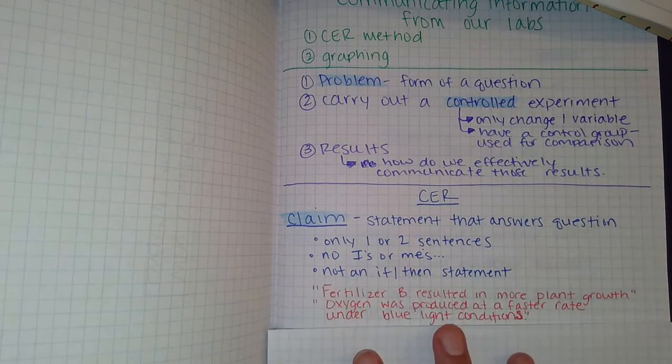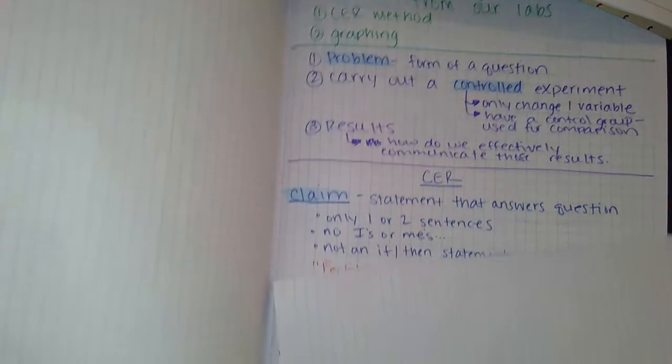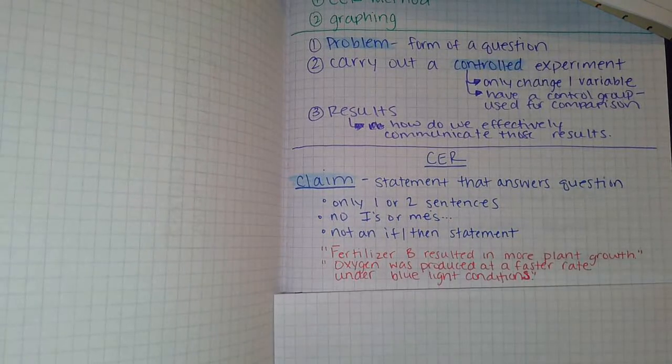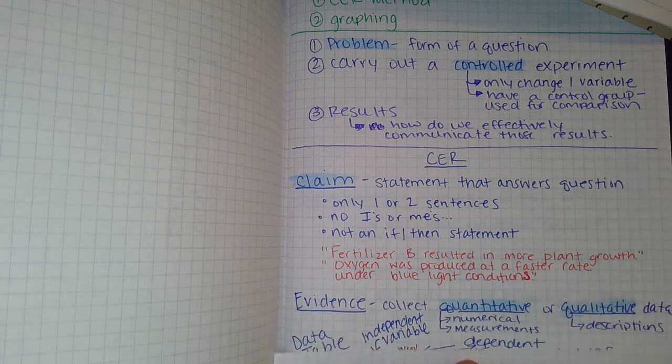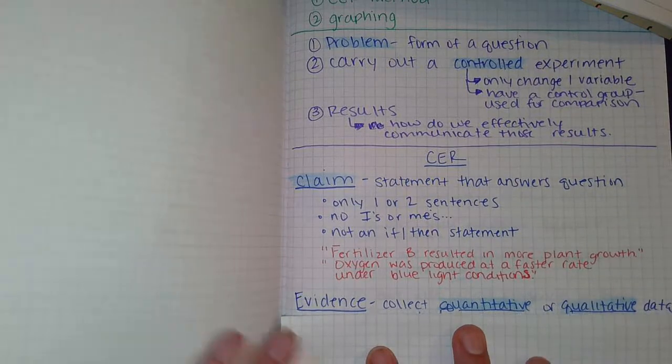Okay, so here are some examples I put down here. Fertilizer B resulted in more plant growth. Oxygen was produced at a faster rate under blue light conditions. Those are statements. They sound like they are facts, right? So that's going to be your claim. That's usually the easiest thing to do. What were the results and what was the answer? Okay. Then we're going to move on to the evidence section.